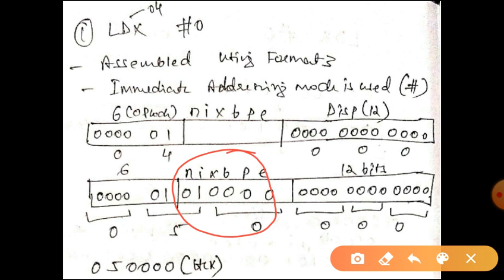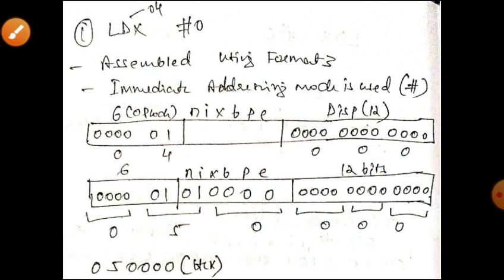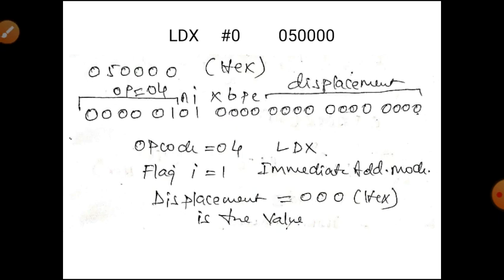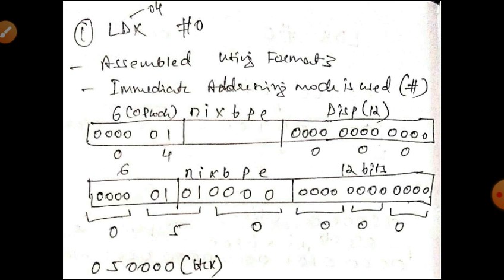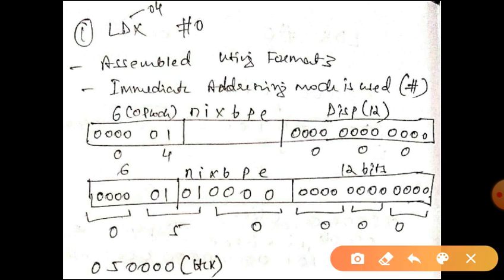Then #0 you write in the displacement field. 0 in hex, in 12 bits, is 4 bits, 4 bits, 4 bits, all three zeros. You write this binary representation in hex because the object code will be written in hexadecimal. How to write? Group the 4 binary bits and write the hexadecimal representation. So it is 0, then 0101, which stands for 5, then all zeros. So this is the object code. I hope it is clear.